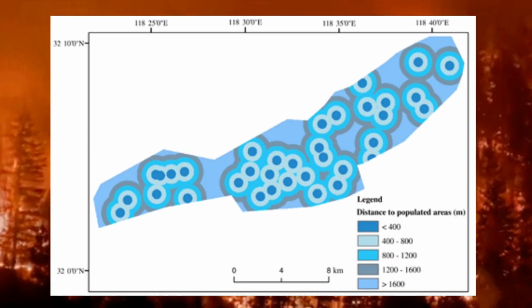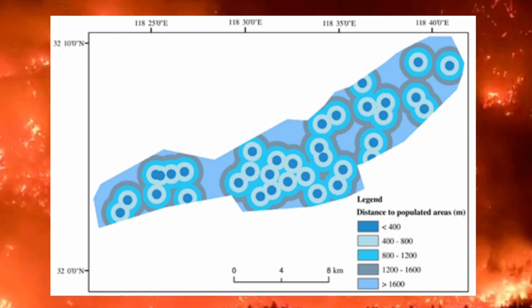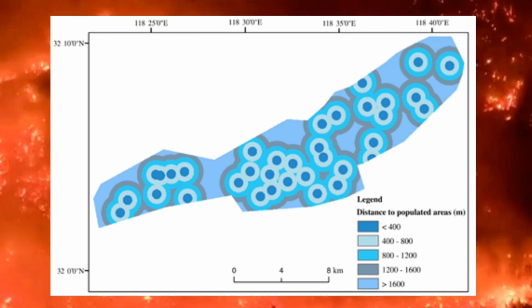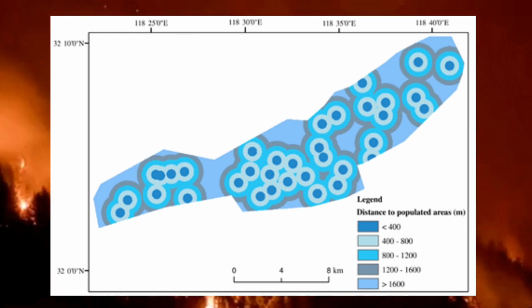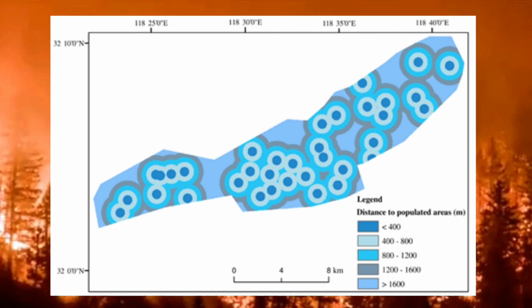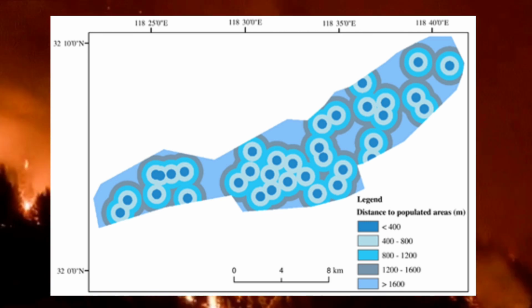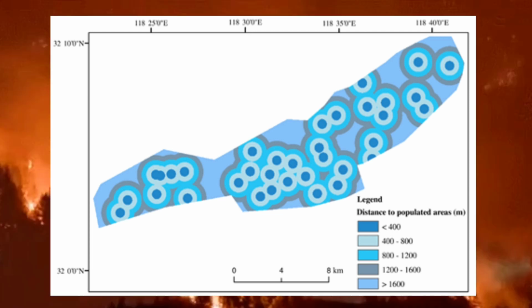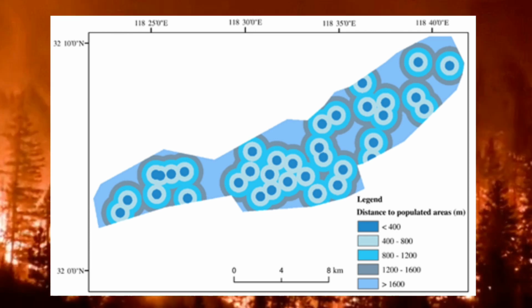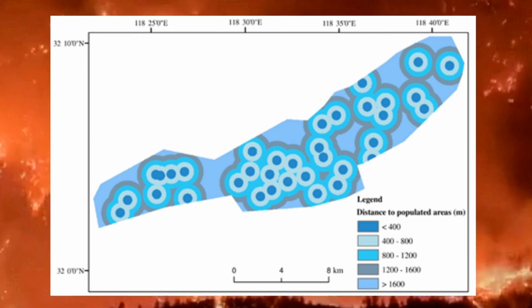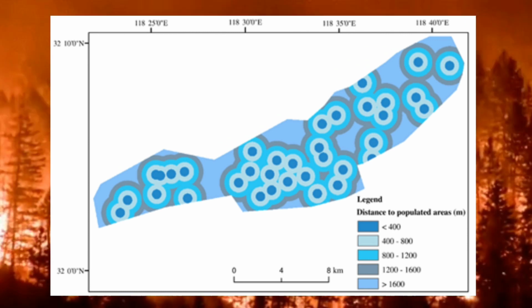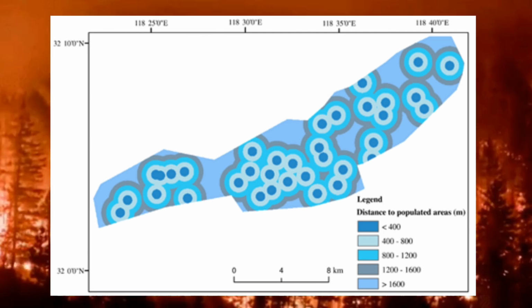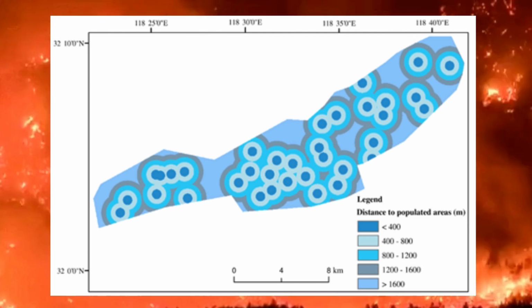And this is an example based on the distance between the forest and the populated areas. The areas with a distance of less than 400 meters in this figure are mostly scenic spots in the forest park, where human activities are frequent. Cigarette butts and sparks from burning incense easily ignite the surrounding forest. The areas with a distance greater than 1,600 meters are mostly densely forested areas with less human activity, so the risk of fire is lower.